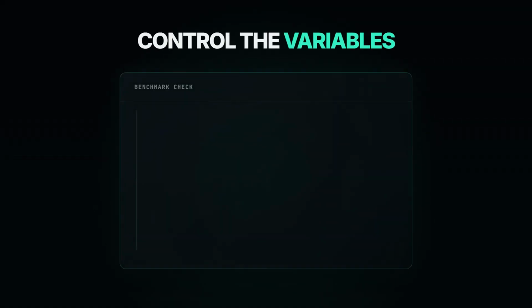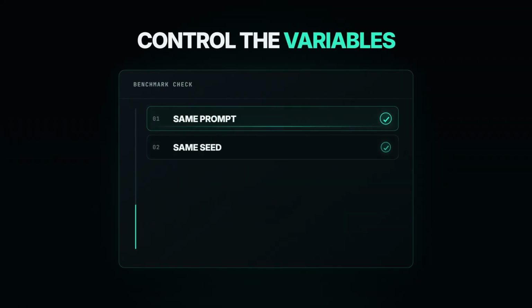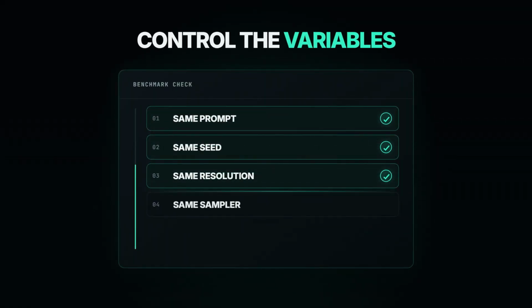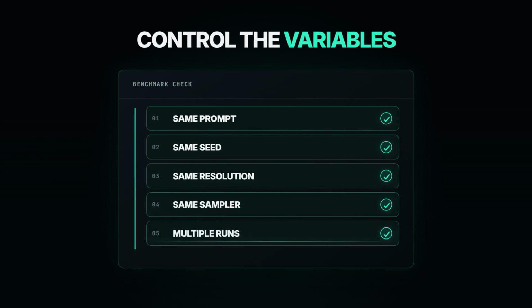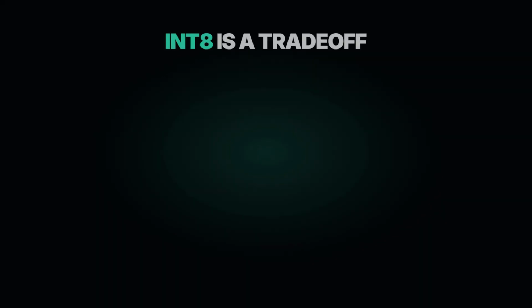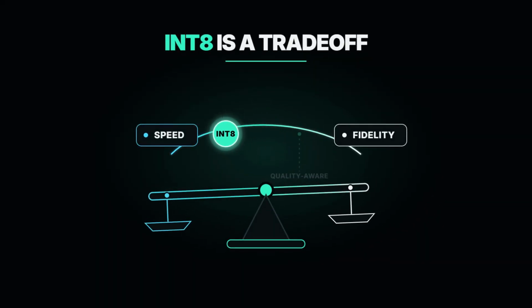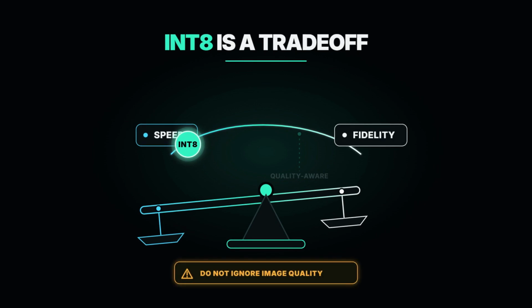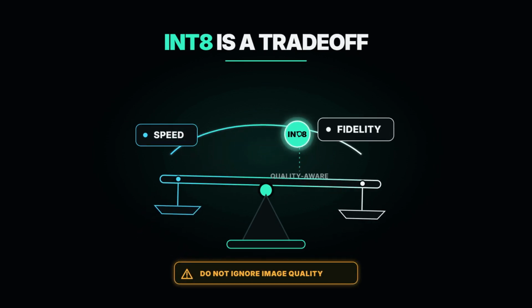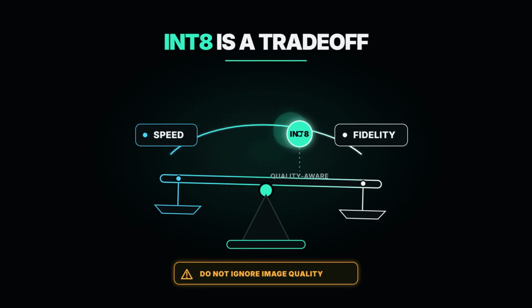The benchmark that matters is not one cherry-picked render. It is same prompt, same seed, same resolution, same sampler, and enough runs to catch variance. The useful graph is speed versus fidelity. If INT8 saves 30% time but visibly damages faces or text, that is not a free upgrade.